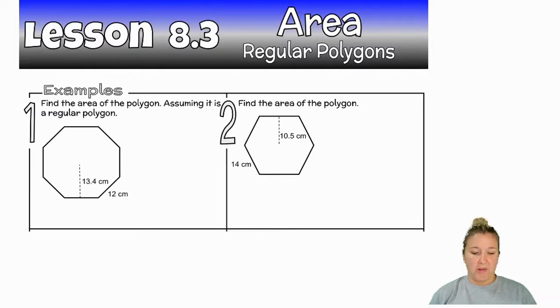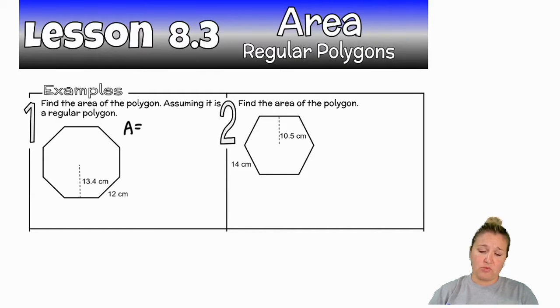So let's look and see how this is applied. We're going to find the area of this polygon. We're going to assume that all of these shapes that I'm going to give you, that's not like a parallelogram or a triangle or some of the things that we have learned, are going to be actually regular. And so we are going to find the area here.